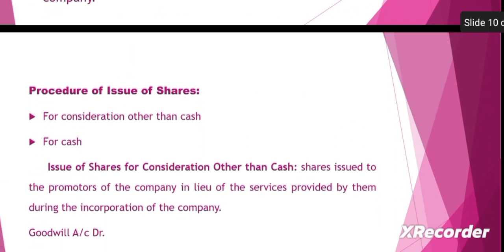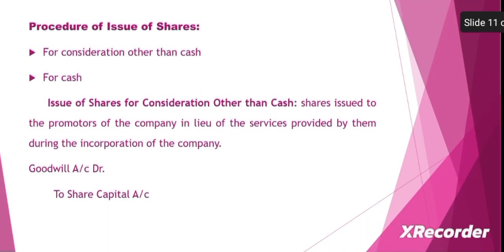Then we discuss the procedure of issue of shares. Face value of a share is the par value of the share. It is also known as nominal value or denomination of a share. To issue shares, a company follows a definite procedure which is controlled and regulated by the Companies Act and the Securities Exchange Board of India. There are different ways of issue of shares. The first one is for consideration other than cash. The second one is for cash. First we discuss issue of shares for consideration other than cash.